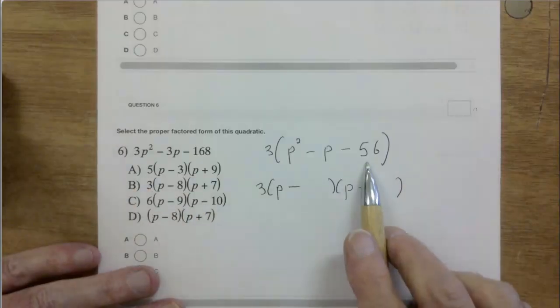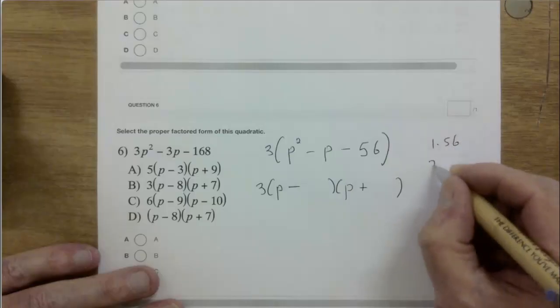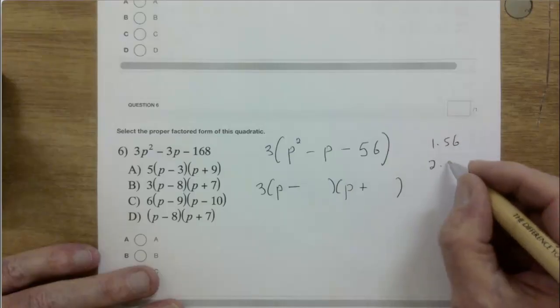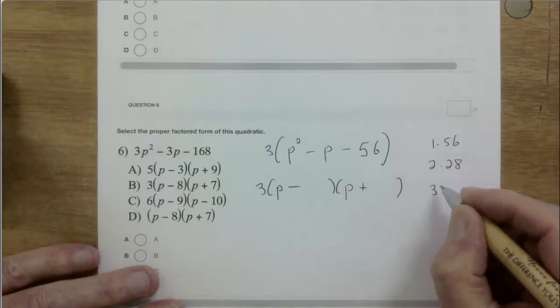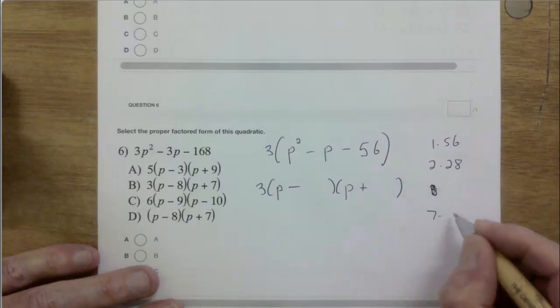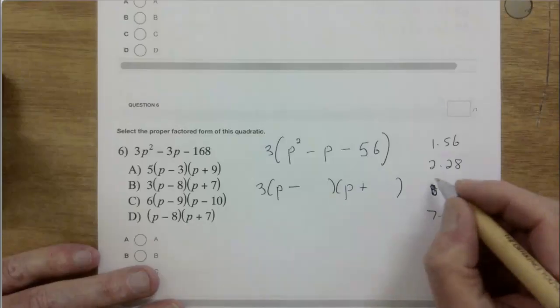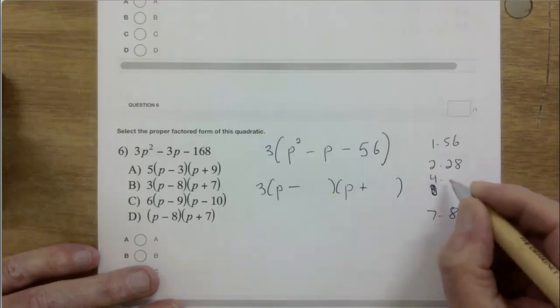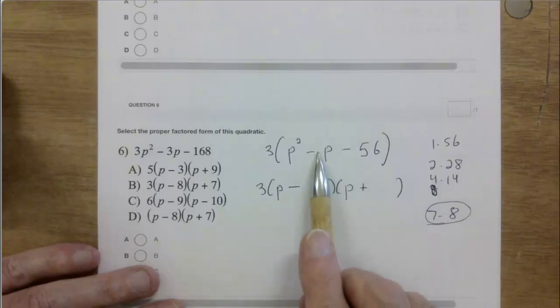And 56, guys, is 1 times 56, 2 times 28, 3, 4. Oh, wait a minute. I got it. It's 7 times 8. 7 times 8 is 56. I guess I could go 4 times 14. But it's this one right here, because when I subtract them, I get 1.